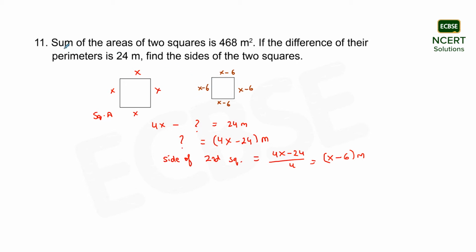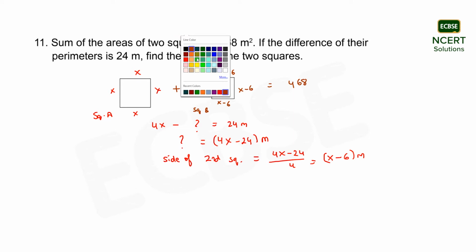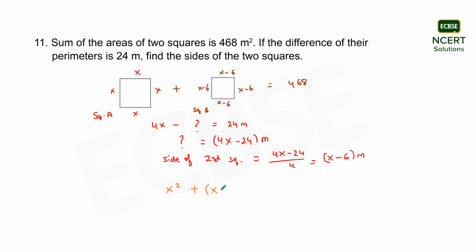If we read the statement again, it says the sum of the areas of the two squares, square A and square B, is equal to 468 meter square. The area of square A will be x square, and the area of the second square is (x minus 6) whole square. The sum is equal to 468 meters square.